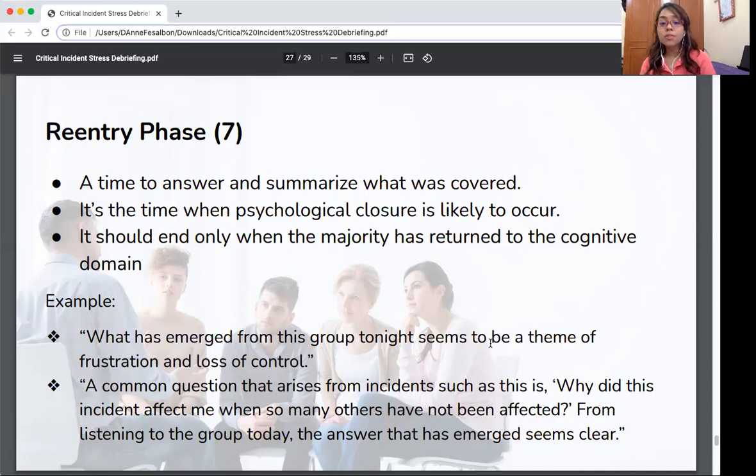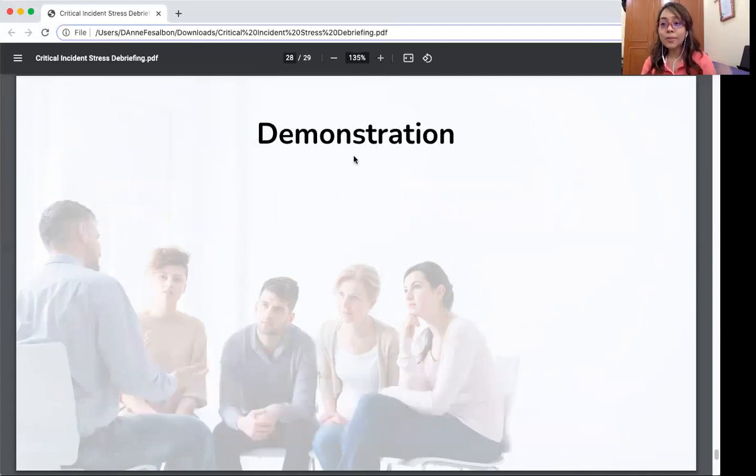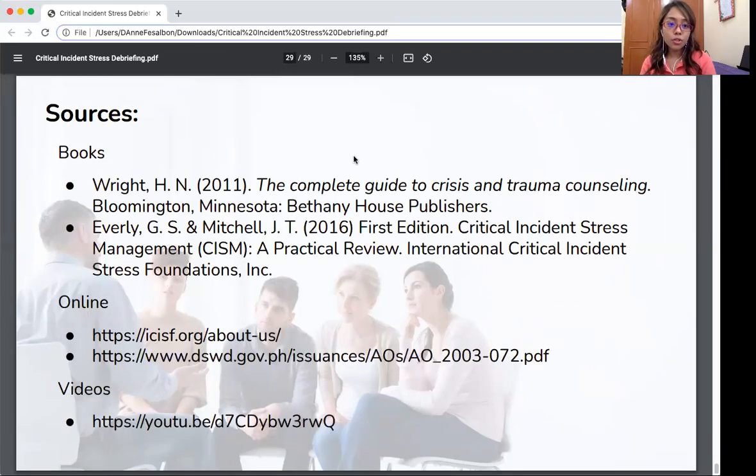From listening to the group today, the answer that has emerged seems clear. So those are the 7 phases. So I'll be giving a demonstration for you to better understand how it's being done. But first of all, these are the sources.